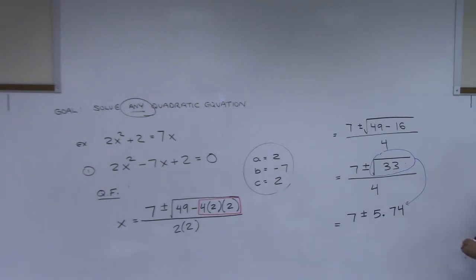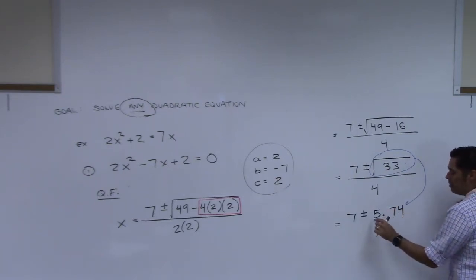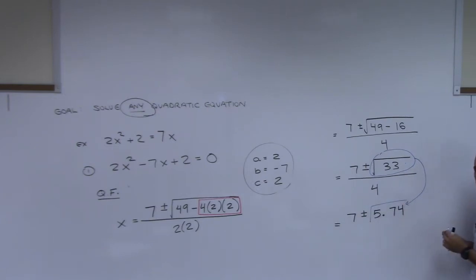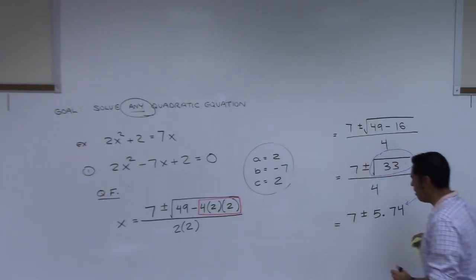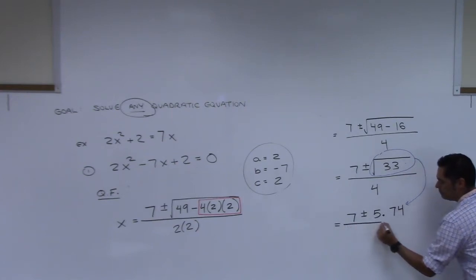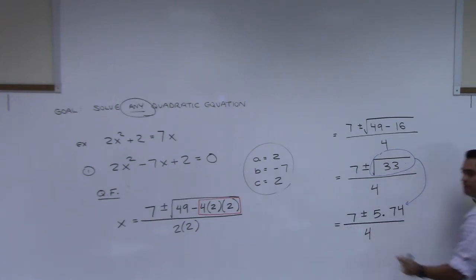For some reason, a lot of students, more than you would think, rewrite this and they put the square root back on there again. I just think they forget what they're doing. But there's no square root. We've taken the square root of 33, it's about 5.74, and then divide this by 4, right? So what now?